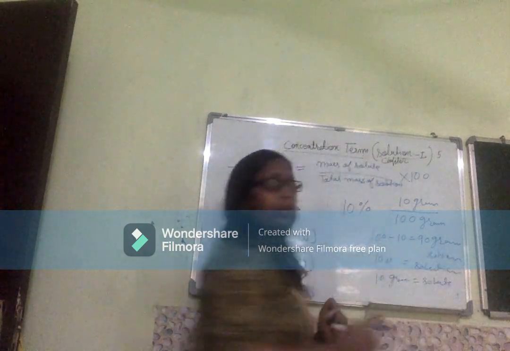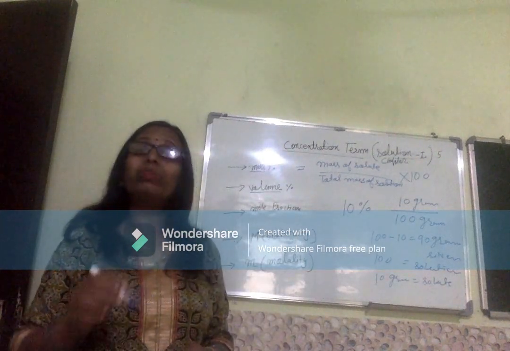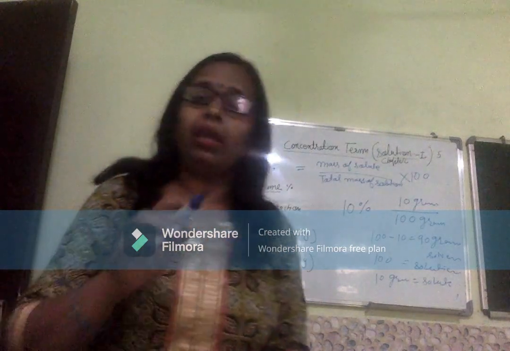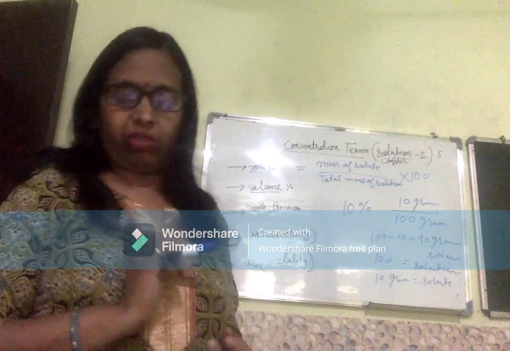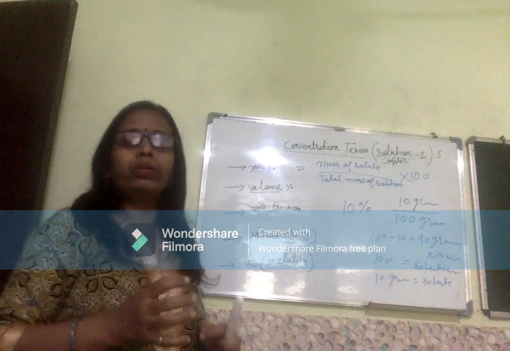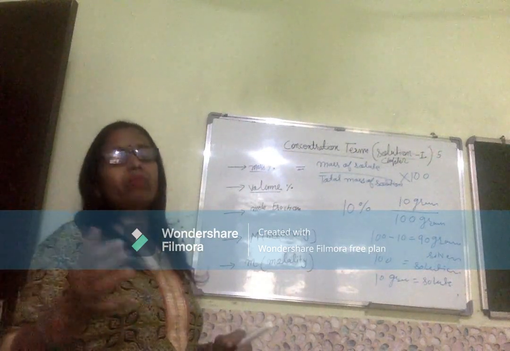Is it clear? It means 10 gram solute is present in 100 gram of solution, or we can also say that 10 gram solute is present in 90 gram of solvent. Okay, percentage mass denotes how much solute is dissolved out of the total mass of the solution.